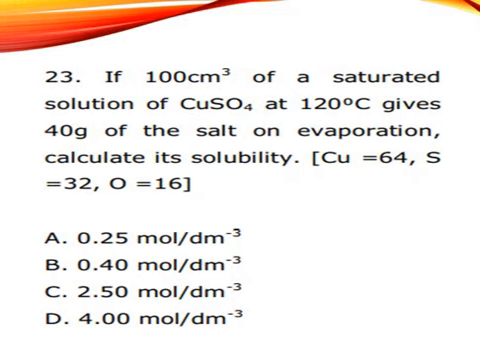Next is question 23, which says if 100 cm³ of a saturated solution of copper tetraoxosulfate 6 at 120 degrees Celsius gives 40 grams of the salt on evaporation, calculate its solubility. Here we are going to use the formula for solubility to calculate the solubility value for this scenario. We are given a volume of 100 cm³, which will convert to dm³ since our answers are all in dm³.